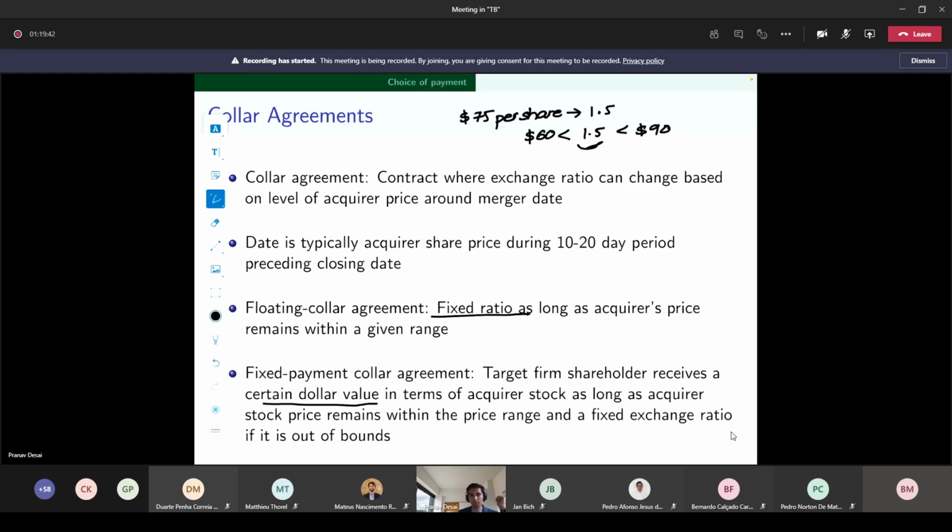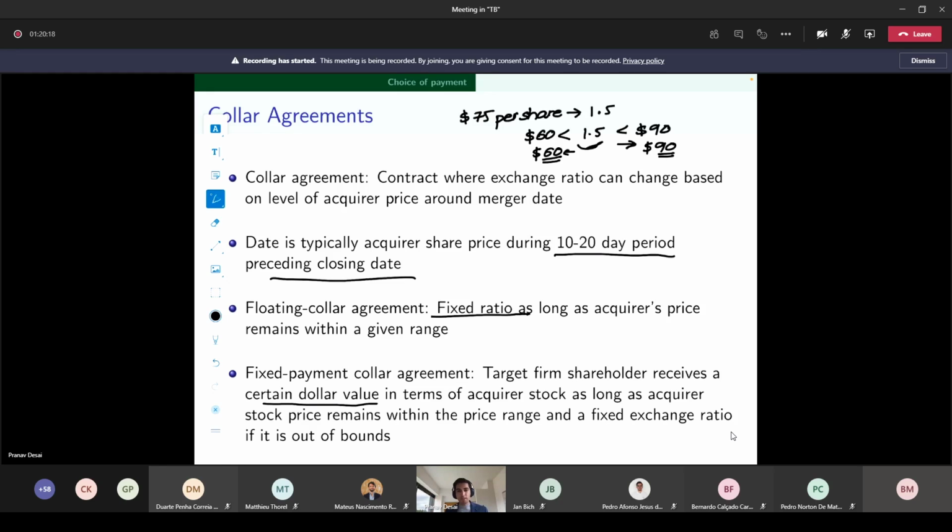The target is going to receive an exchange ratio of 1.5. Once it exceeds this limit, so say the share price goes above this, the target is just going to start receiving this 90 per share. And once it goes down, it's going to receive something like 60 per share. And these values are typically determined based on the 10 to 20 day period preceding the closing date, because you do need some benchmark on the basis of which you're going to set these limits.